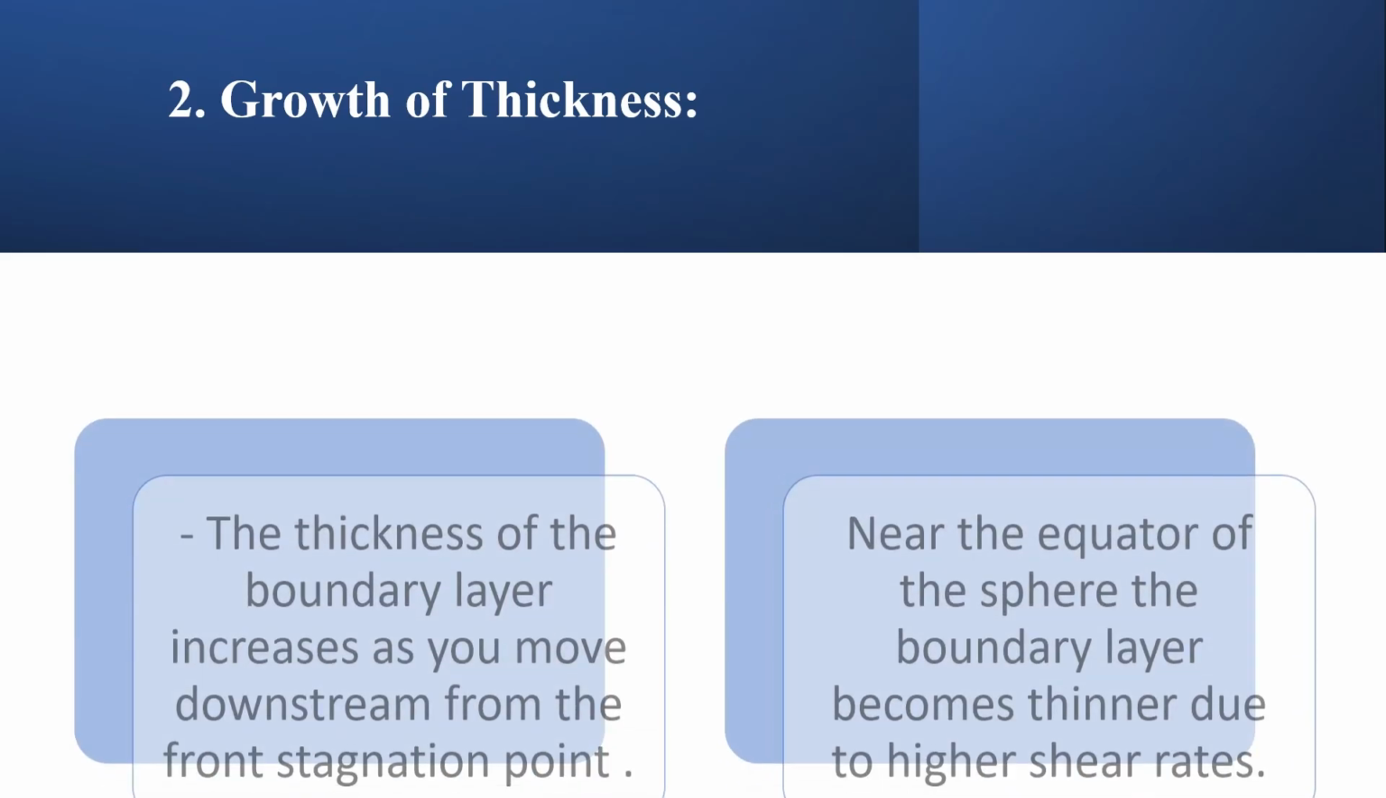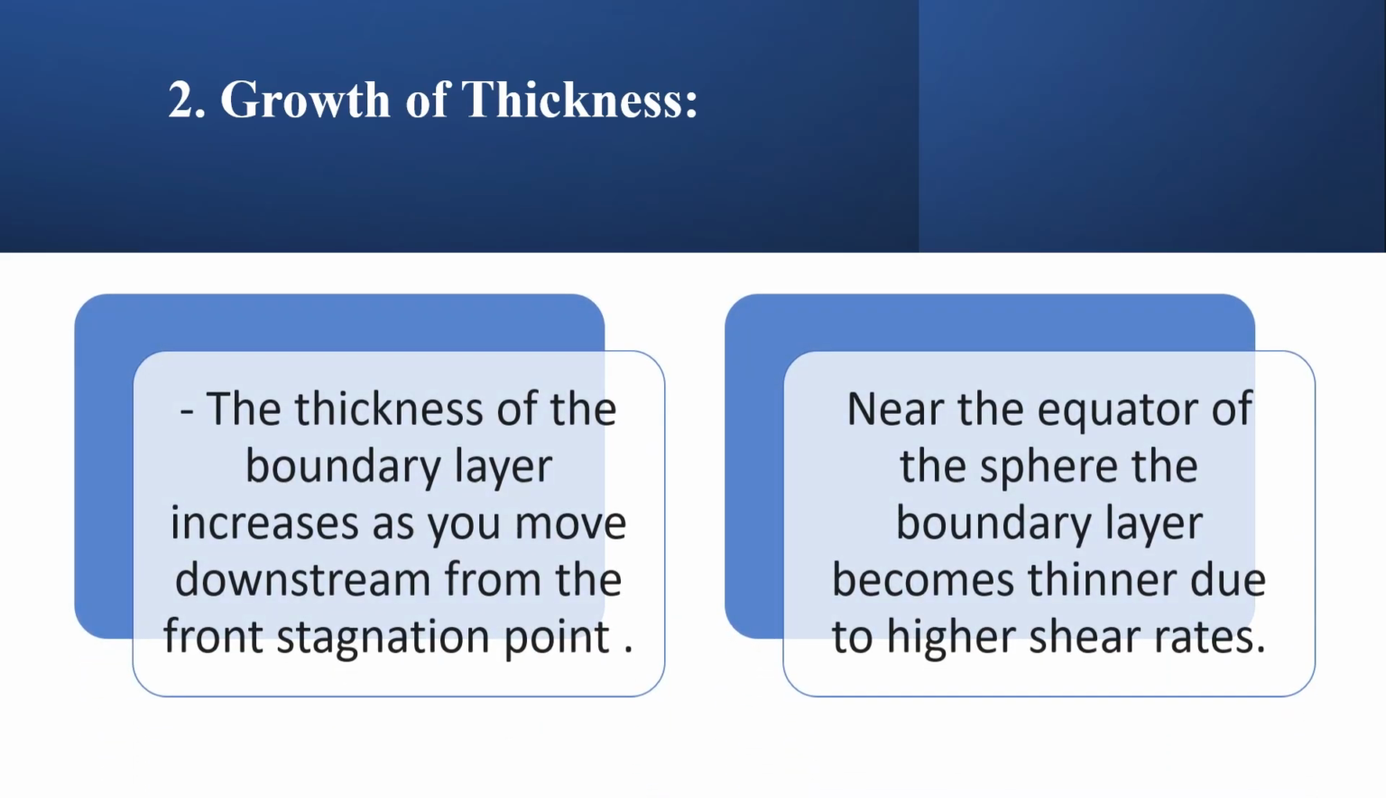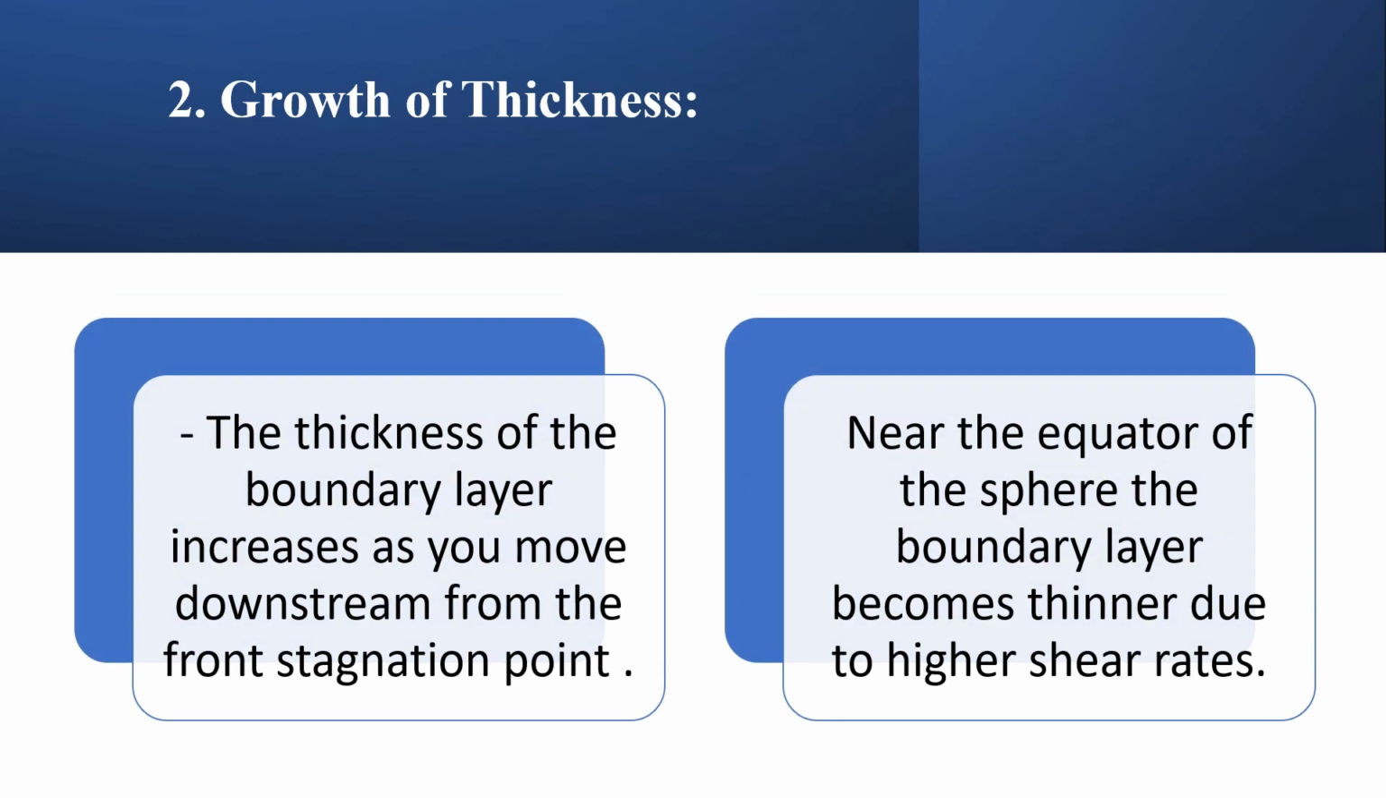This difference in velocity between the surface and the rest of the fluid creates a velocity gradient. This is the foundation of the boundary layer. It's a smooth transition of the fluid velocities from zero at the sphere surface to the free stream velocity in the surrounding fluid.